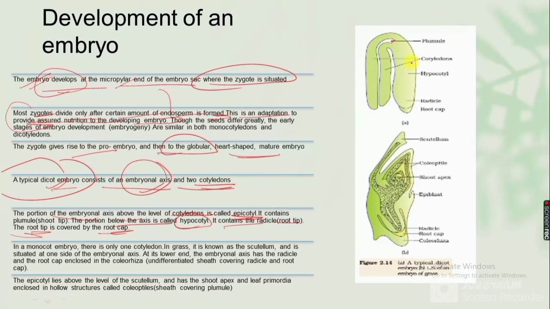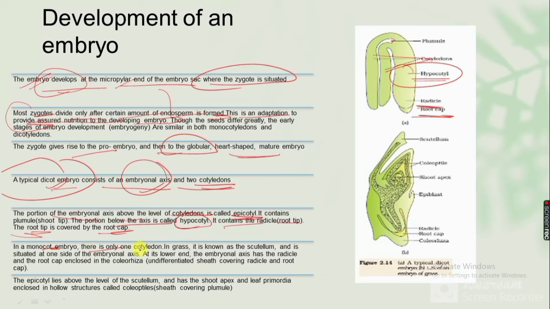Here you can see the plumule. These are the two cotyledons. Here is the hypocotyl, and the epicotyl. Here is the radicle and this is the root tip. The upper portion is known as epicotyl, whereas the lower is known as hypocotyl.